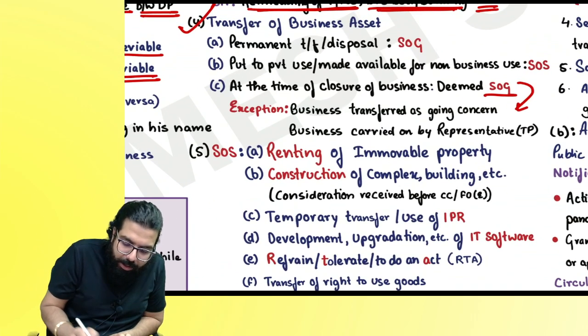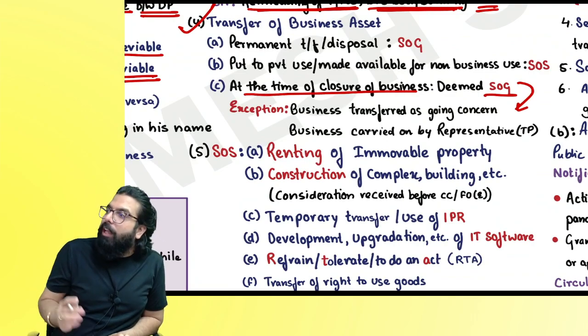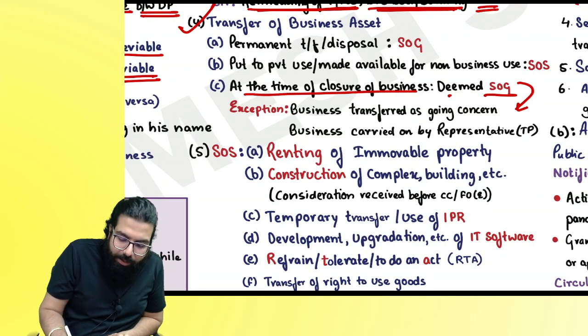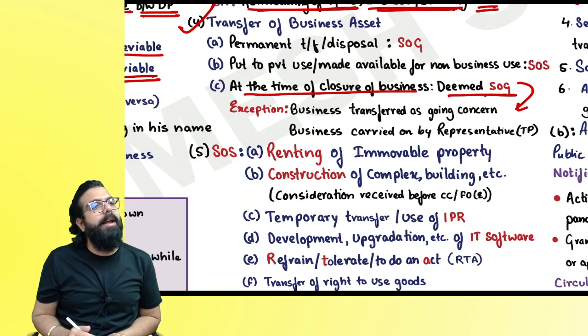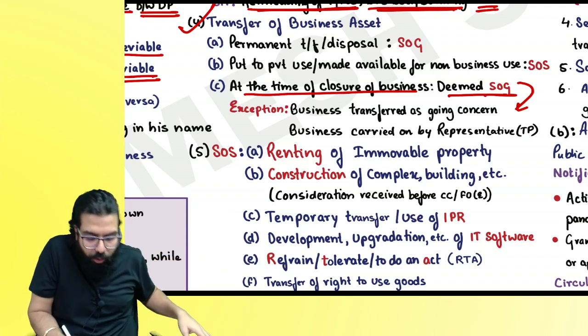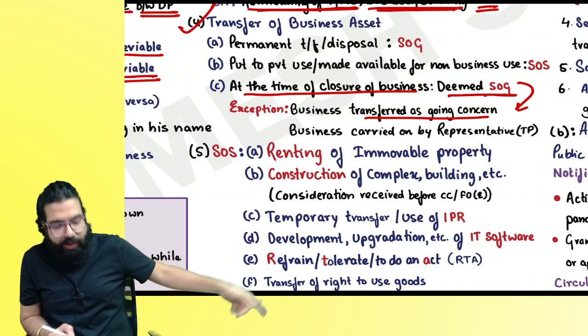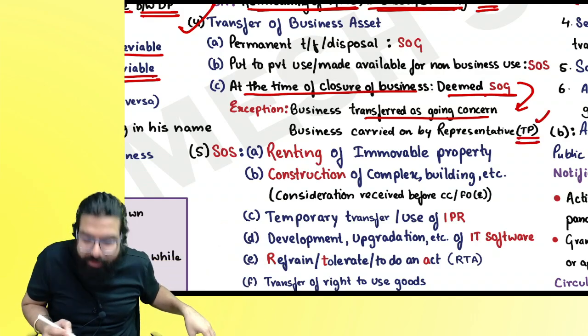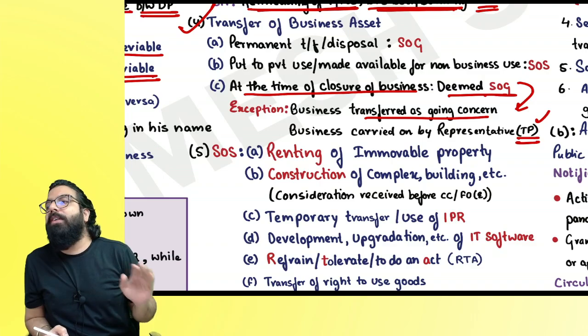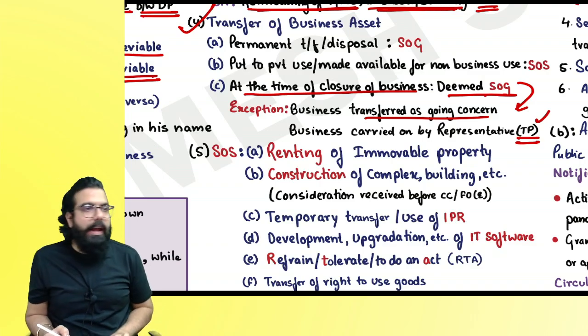Everyone, always remember at the time of closure, if you are transferring a business asset, it is a supply of goods, but it will not be a supply of goods if you are transferring as a going concern or you are giving your business to a representative who is a taxable person, meaning he has to take registration. Can I go ahead, everyone?